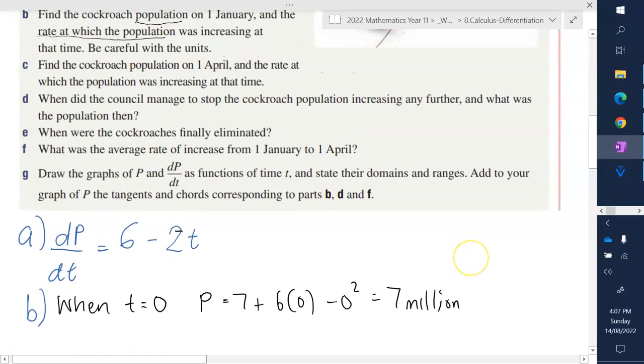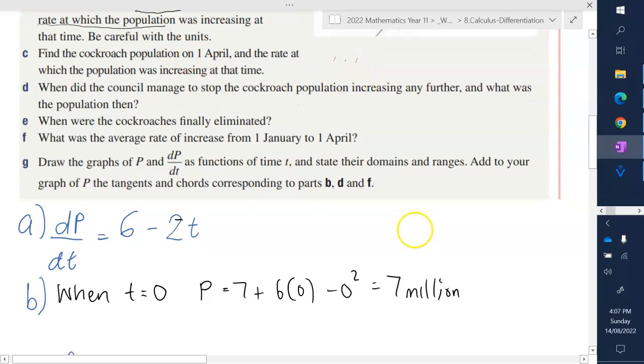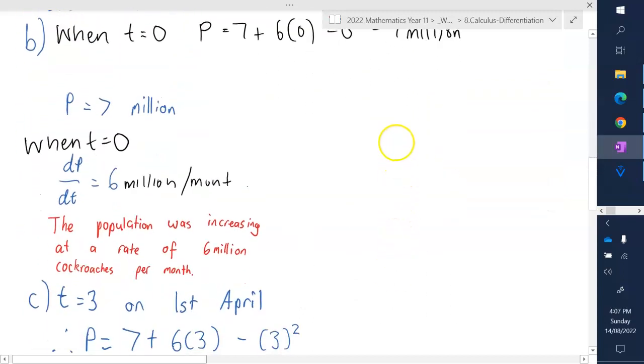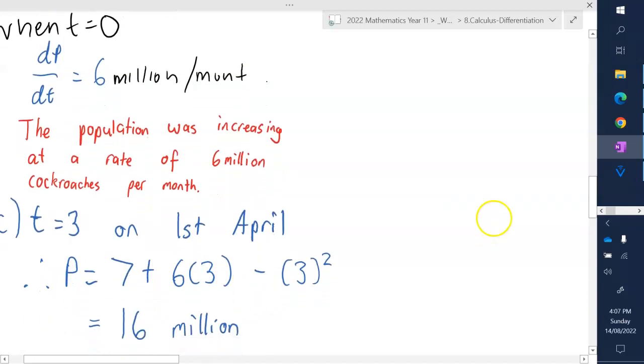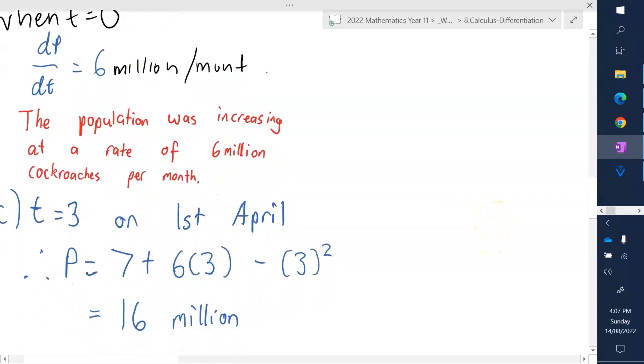Okay, C. Find the cockroach population on the 1st of April and the rate at which the population was increasing at this time. So we started at January. If we go up to April, we're going February, March, April. So we're looking at time is equal to 3 in this case. Time is 3 on the 1st of April. We're going to pop that into our equation. So P is going to be 7 plus 6 lots of 3 minus 3 squared, and we're going to end up with 16 million cockroaches on the 1st of April.